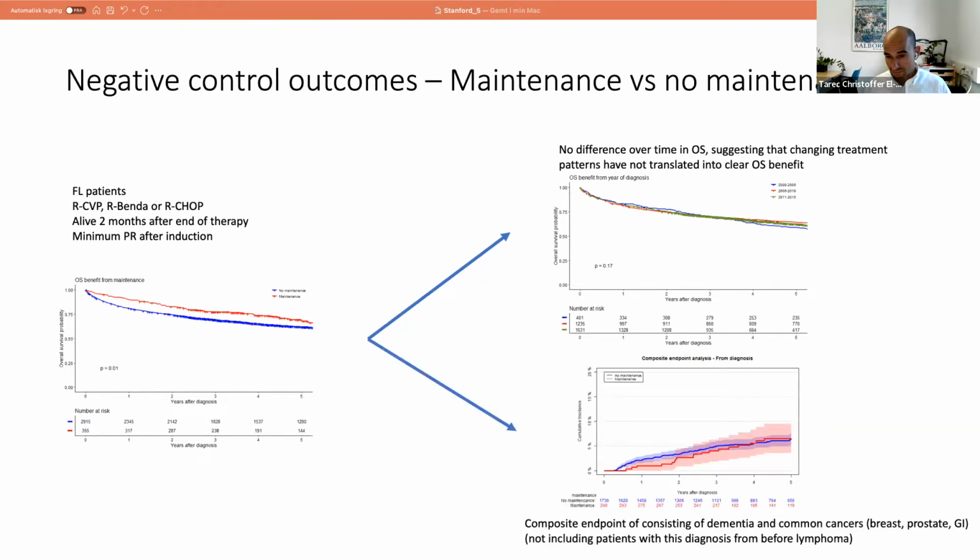And when you look at, for example, the outcomes of some other endpoint, like how does giving maintenance affect developing other common cancers or dementia, then you also see that receiving maintenance seems to protect against these events. And this is of course because there is a selection of patients that we cannot fully adjust for.